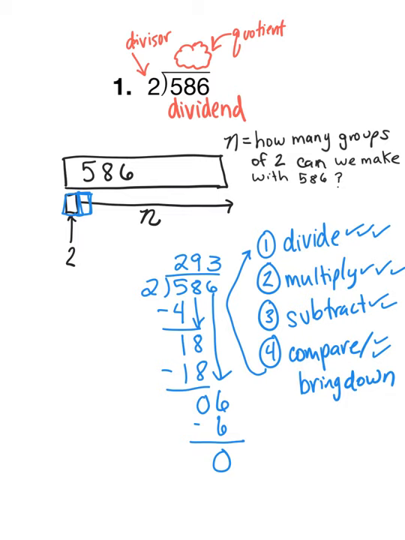Okay, so my quotient is 293. So I'm going to write that up here, 293, which means n, my mystery number, is 293. 586 divided by 2 is 293.